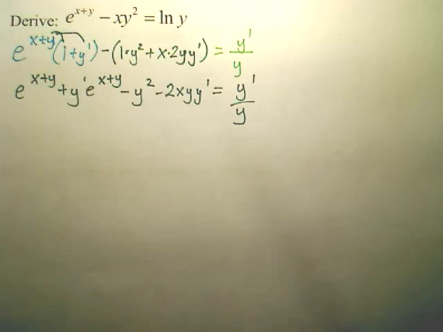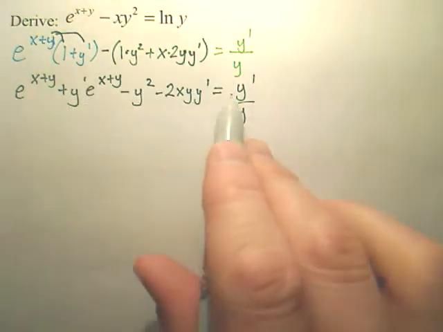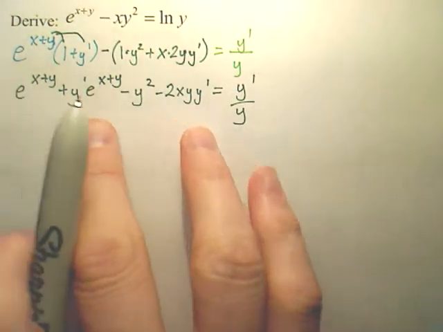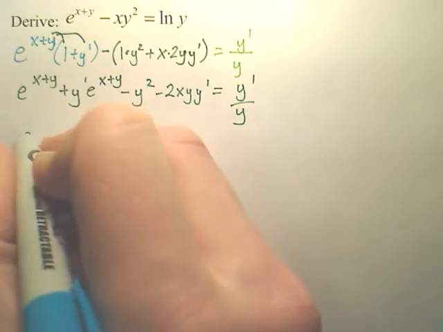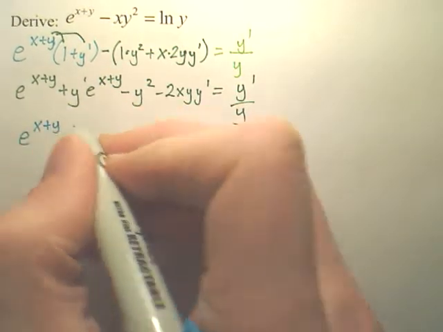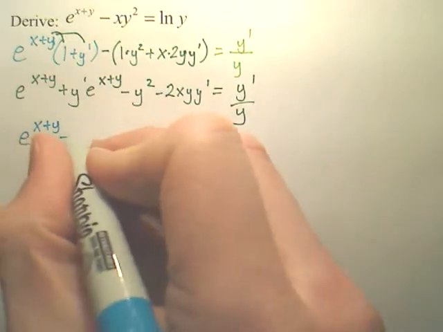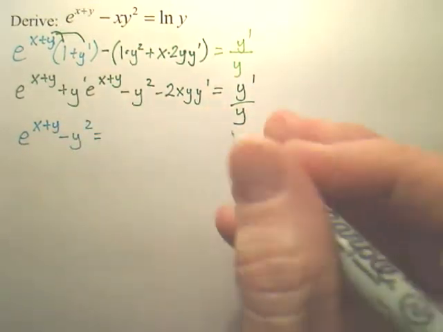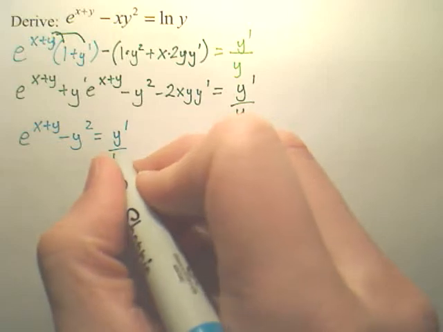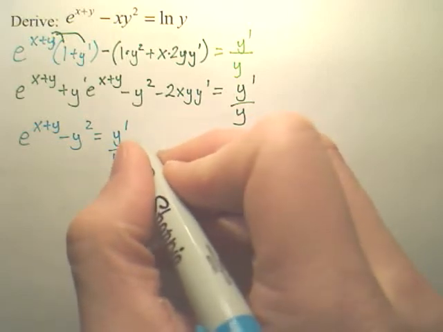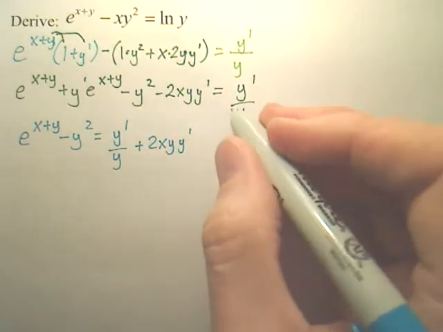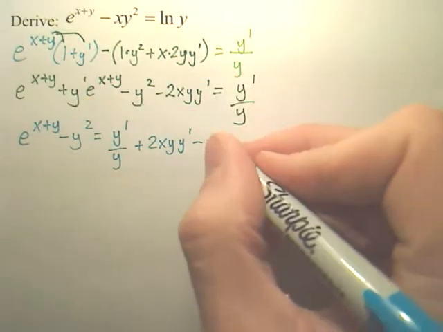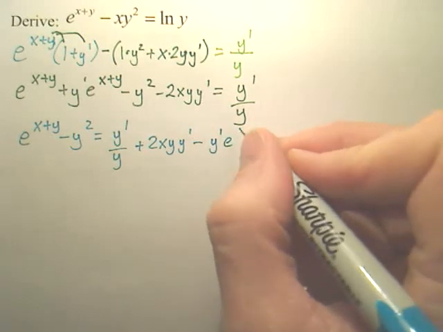Our next step is to get y prime. Well, this is kind of ugly. You want to get y prime? Let's move it all over here. Is that okay? Doesn't matter which side. So we have e to the x plus y, and then minus y squared is equal to y prime over y plus 2xy y prime minus this one, which is y prime e to the x plus y.